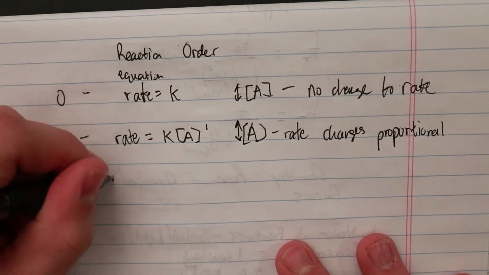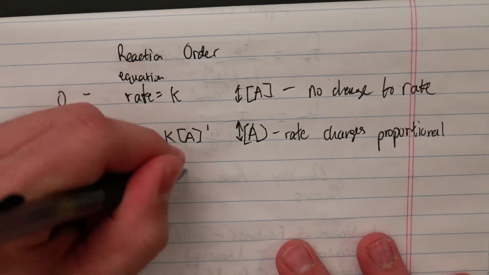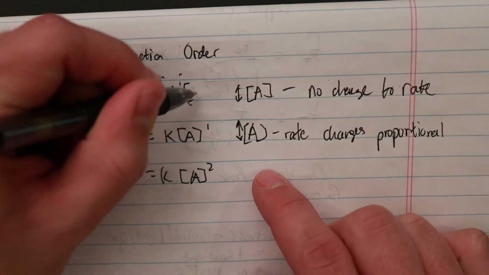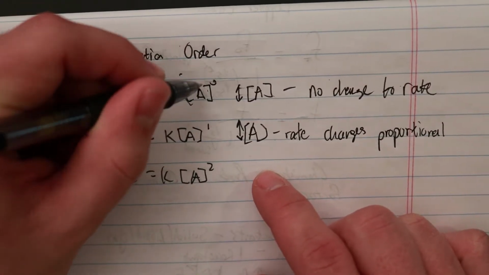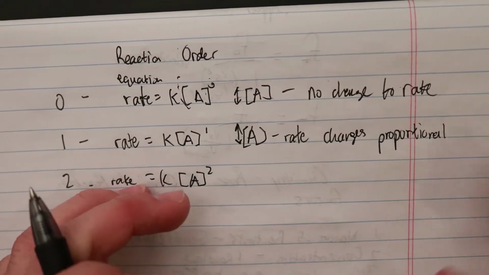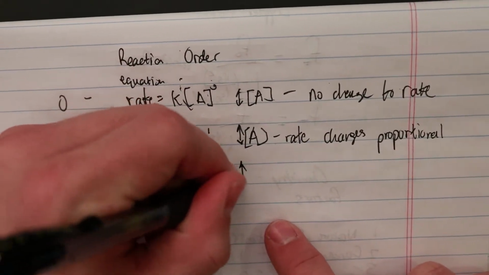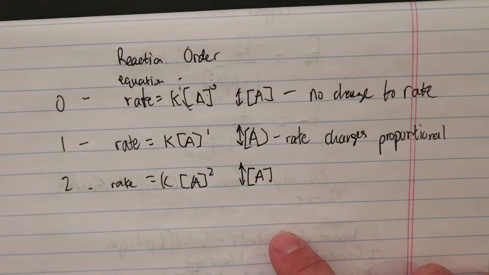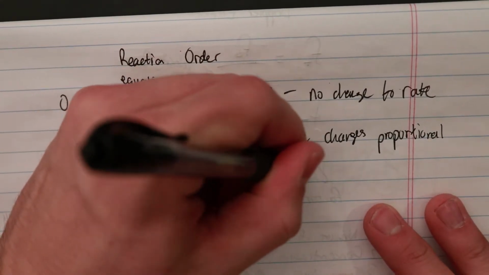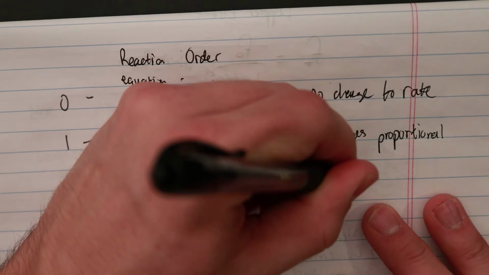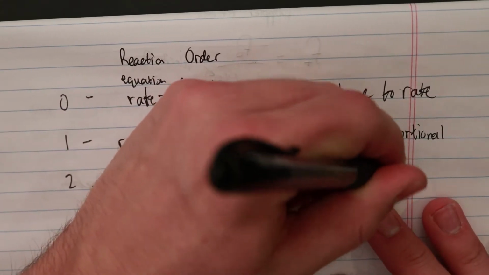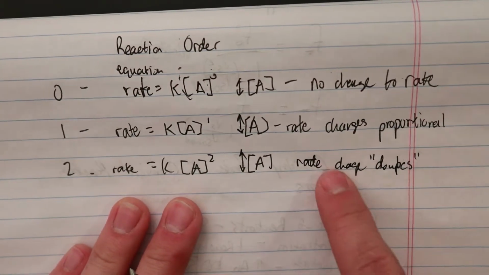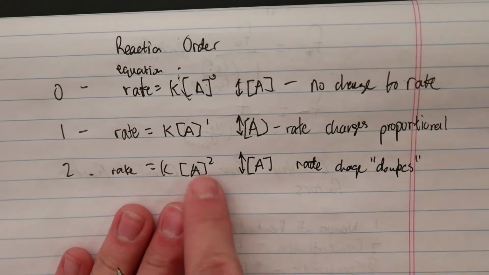And then we have second order, so the rate equation is going to look like rate equals k times A squared. So here's where my order is coming in. This would be A to the 0 if we thought about it. We don't have to write that because anything raised to the 0 power is 1. So if I double the concentration of A, the rate goes up by a factor of 4 because it's squared.